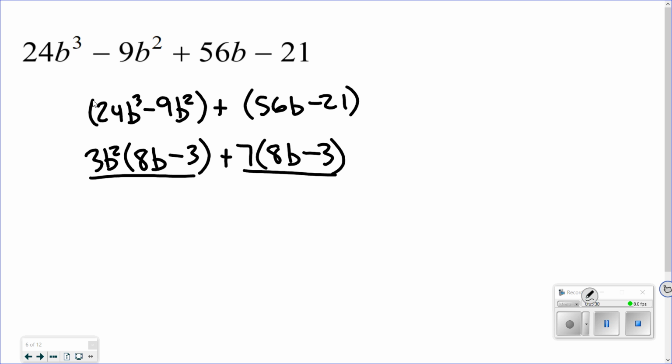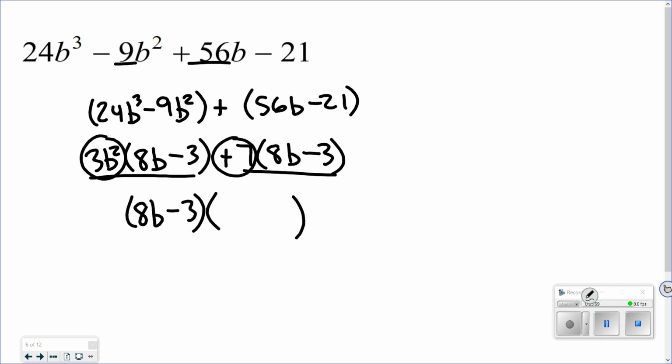So if you get to this point and they're not, there's a couple things. One is you can try switching the middle two terms and try it again. But if that doesn't work, either we've done something wrong or factoring by grouping doesn't work. Anyway, we've got the same thing in the parentheses, so let's take it out. I'm going to take out the 8b minus 3 in front, and then put what's left when you take it out. So I'm left with a 3b squared plus 7.